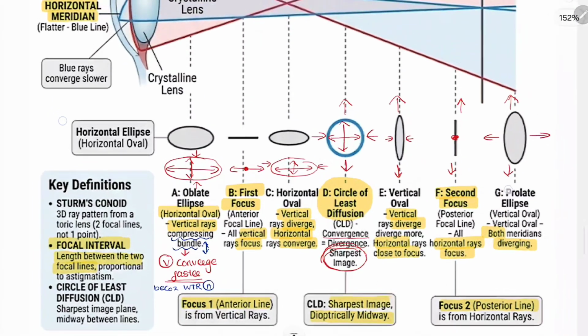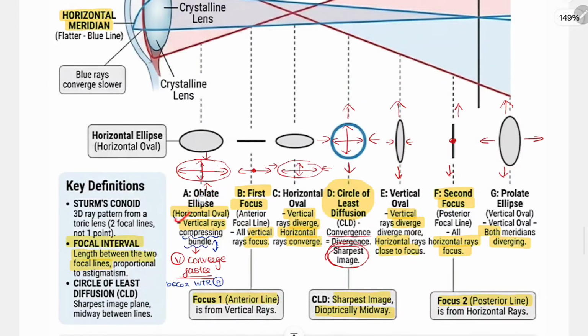So guys, this was Sturm's conoid. First one is the horizontal oval, second one is the anterior focal line or the first focus, where the vertical rays converge. Now the vertical rays start diverging while the horizontal rays are still converging. Then the divergence is equal to the convergence. Then the horizontal one is going to converge while the vertical one is still diverging. Then we get the second focus, the posterior focal line, where the horizontal rays converge and the vertical rays are still diverging. Last one, the horizontal rays and the vertical rays are both diverging.